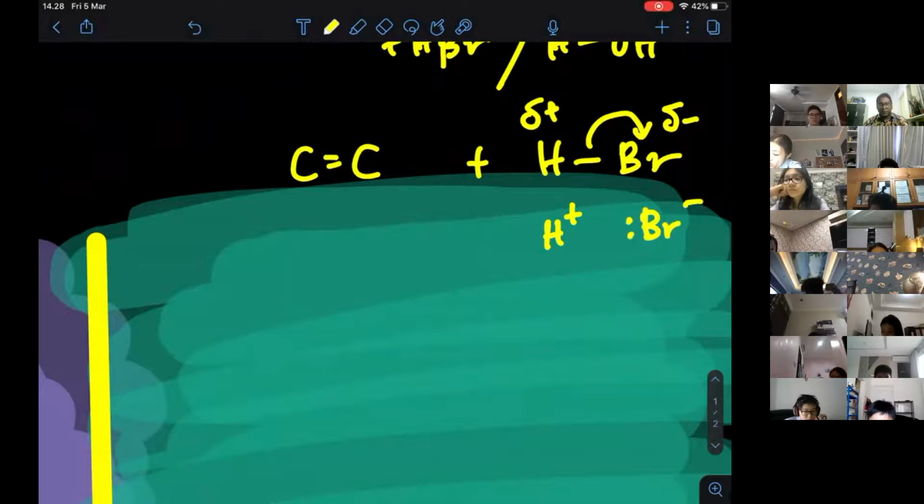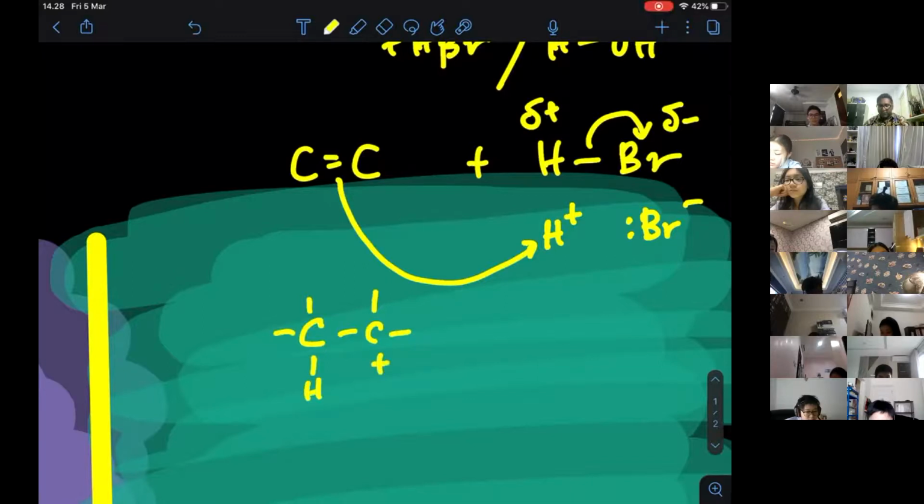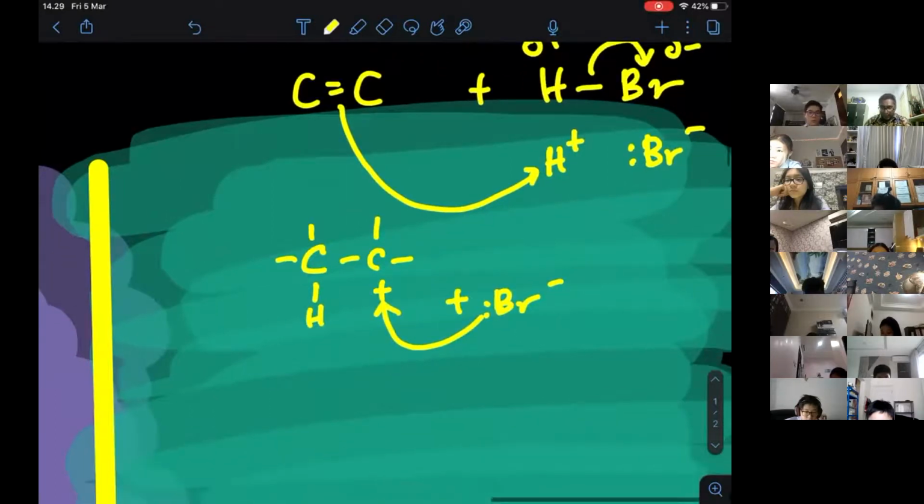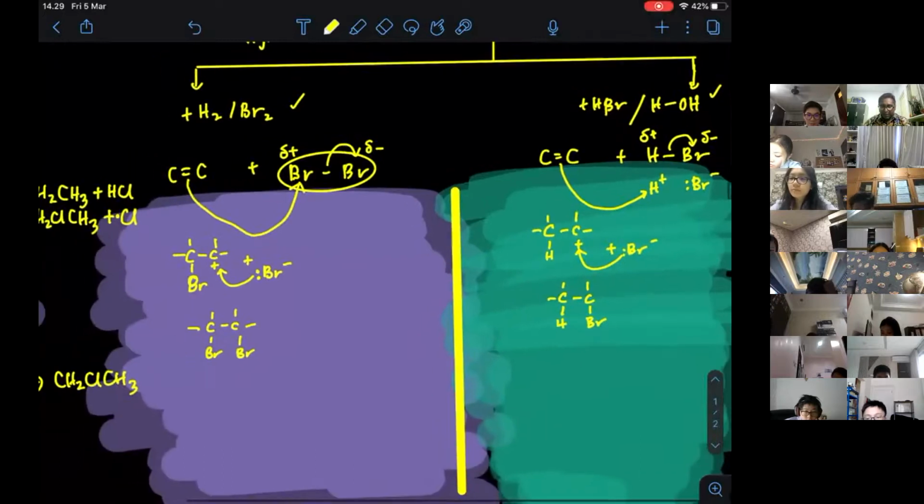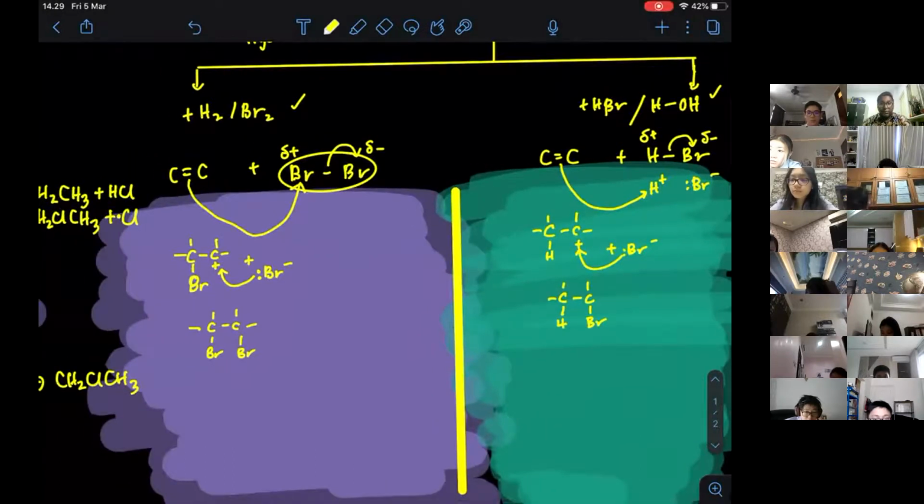So what's going to happen next? Automatically this one will come here. So C, C, H, and then this one will become positive, and then you have Br minus over there. So what's going to happen? This one will come here, and then you will have this is H, this is Br, done. This is what we call using the curly arrow diagram, movement of electrons. Very simple, just as simple as that.